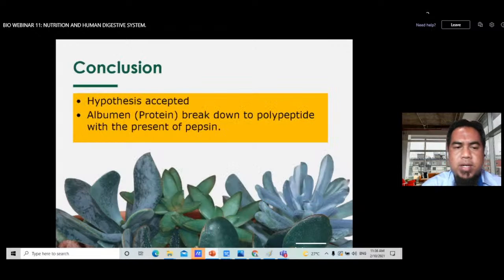So as a conclusion for this experiment, from your textbook, pepsin hydrolyzes protein in the albumin suspension into polypeptide. So yes, the hypothesis is accepted. Albumin breaks down into polypeptide with the presence of the enzyme pepsin. So that is the conclusion for this experiment. Now we go to the last experiment, the last activity.